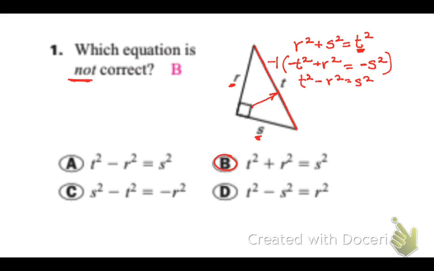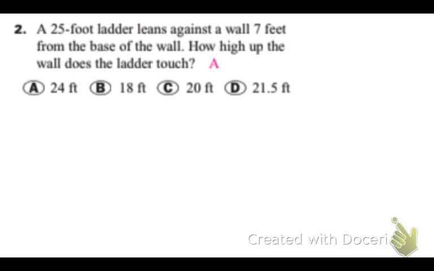What doesn't work about B is that if you start moving all this stuff around, s squared does not equal t squared plus r squared. It is t squared minus r squared. So that is wrong. So the equation that is not correct is B. These problems are tricky, and if you see one on the test, they can take a little while, so make sure you leave time for it.